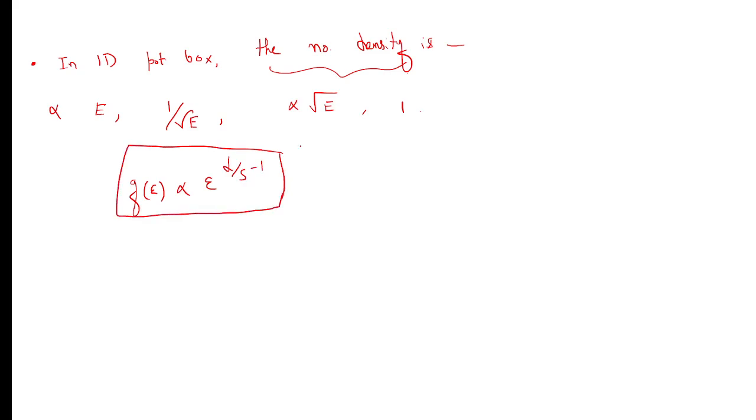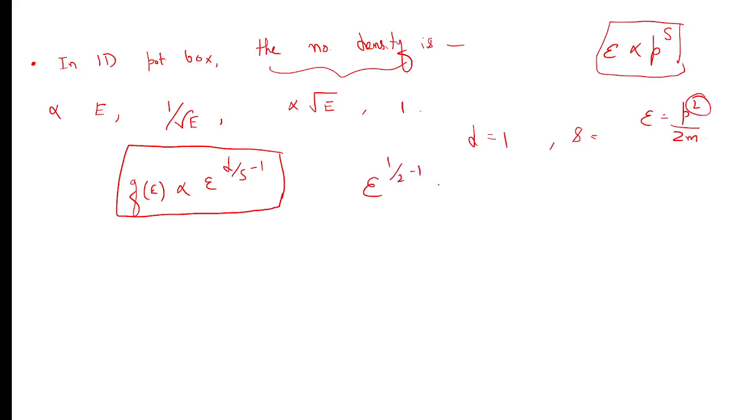Okay, so you just put the values. D is the dimension. Okay, and S means the dependence of E at this power. In a 1D potential, we know it's p squared. So here S is 2. So you just put the values, 1 upon 2 minus 1, which is this. So the correct answer is option 2. That is, it is proportional to 1 upon root of E.